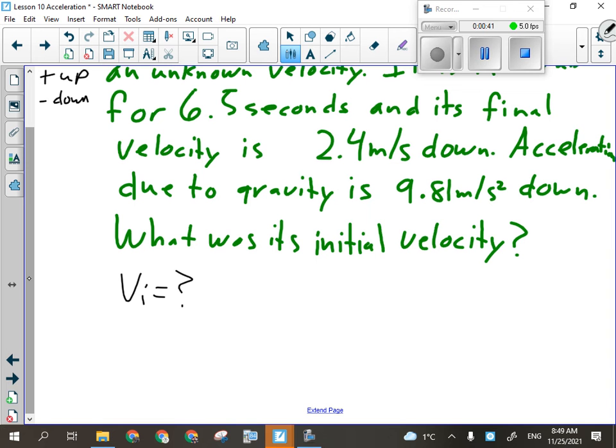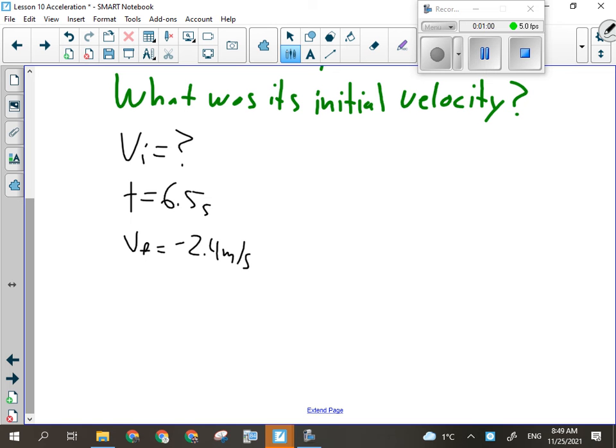What did they just tell me there? Okay, its final velocity is 2.4 meters per second down. What did they give me there? Yeah, good, because they just said it was actually the final velocity, so good, everybody's awake. Okay, negative 2.4 meters per second, and obviously acceleration due to gravity, which is something we talked about yesterday, is negative 9.81 meters per second squared, because it's also down. Okay, with me so far?